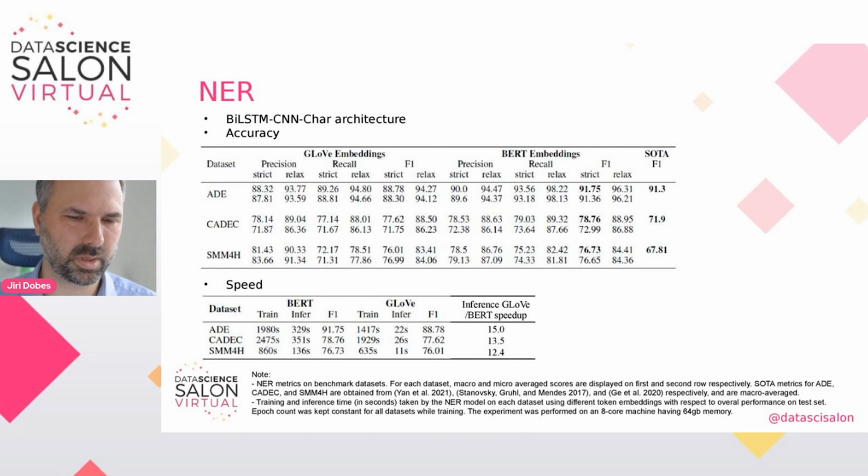And if you look at the speedup for inference, BERT is 12 to 15 times slower than GloVe embeddings. So it is possible to use the GloVe embeddings at a small expense of accuracy while achieving a big speedup. And this is aligned with another paper we published on named entity recognition last year.